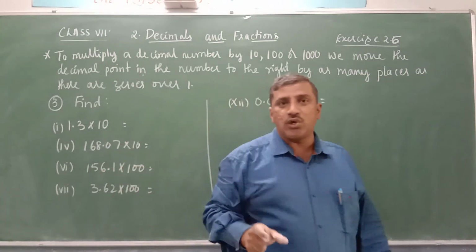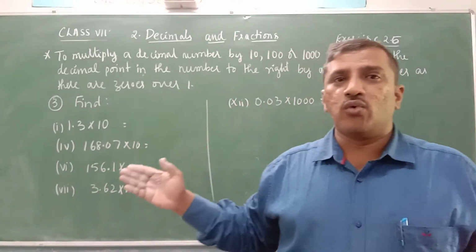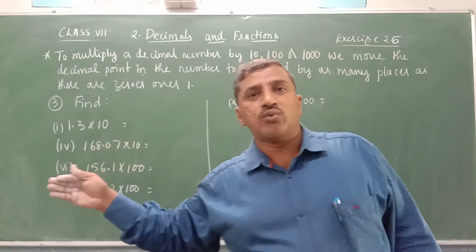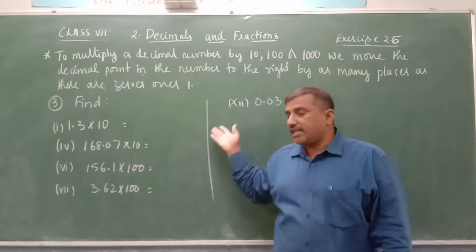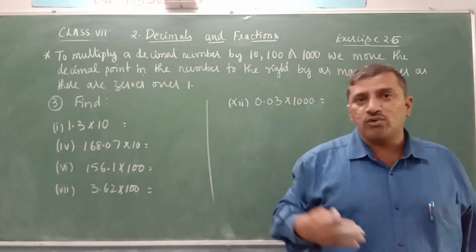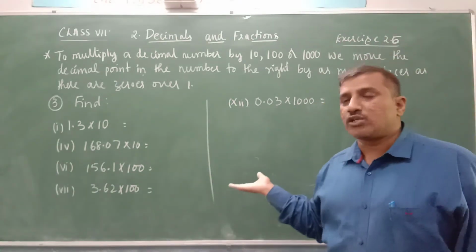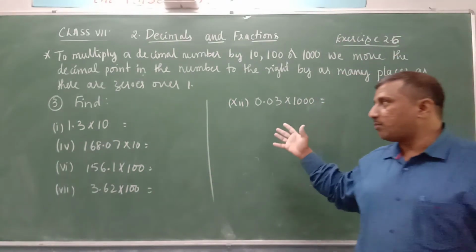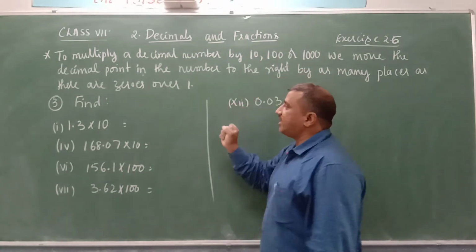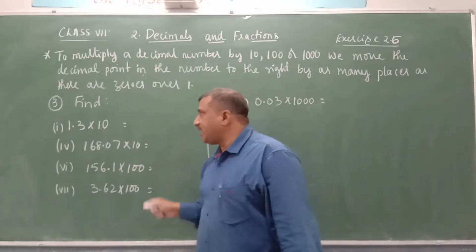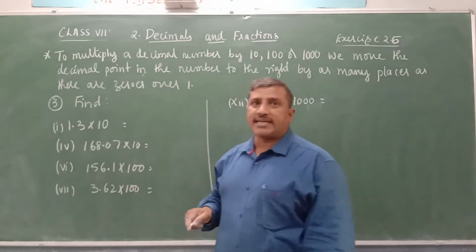After 1, if 1 zero is there, the decimal point will move one place. If 2 zeros are there, the decimal point will move 2 places. If 3 zeros are there, it will move 3 places to the right side. If 4 zeros are there, it will move 4 places. Yes, with this knowledge, exercise number 2.6, third bit: find 1.3 into 10.